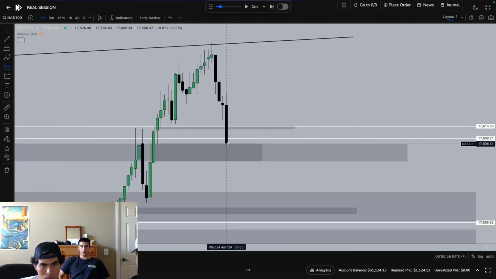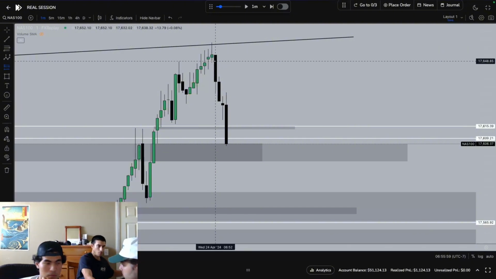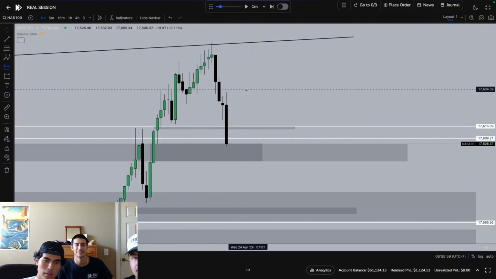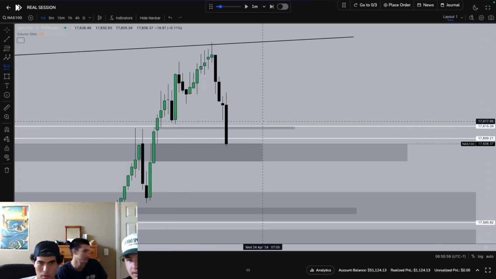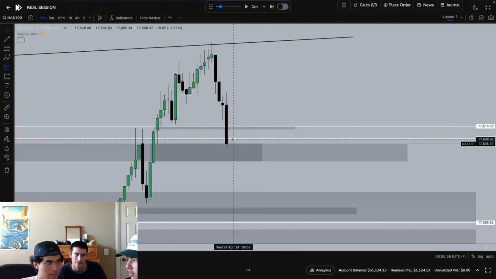Why are you entering right now? Tell me every single reason. Because the SMT is diverged and it's triggering a reversal. And then we had this confluence of inversing this bullish fair value gap, so that's too bearish. So you're only entering because there's an SMT and a one minute inverse.